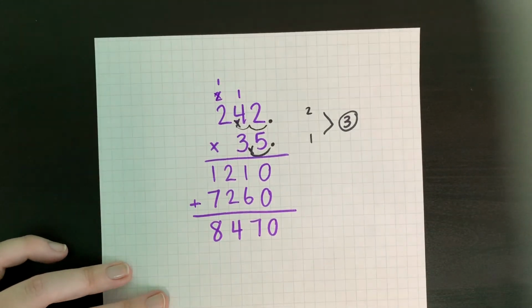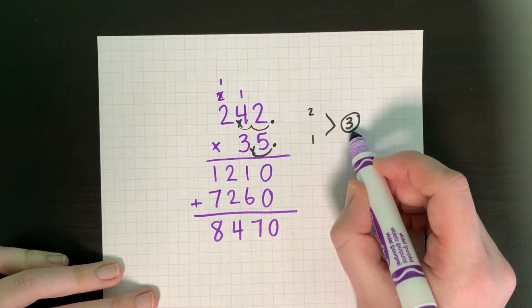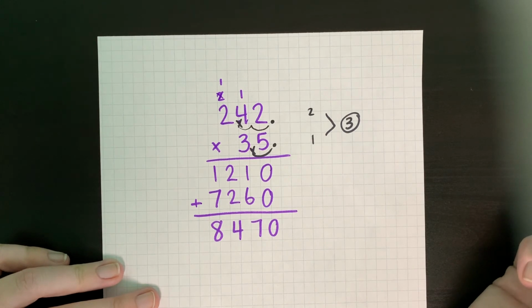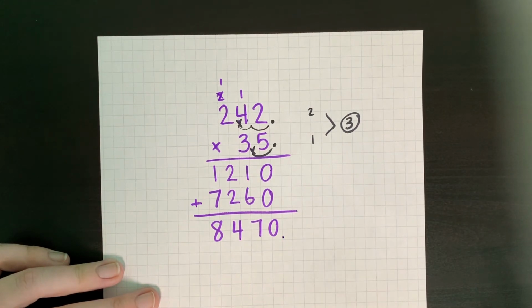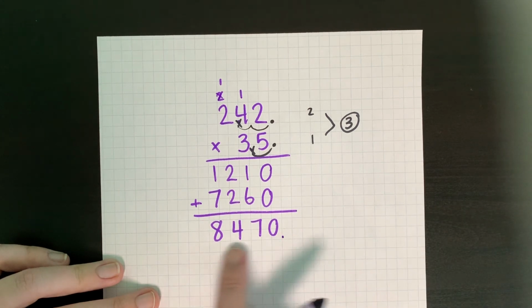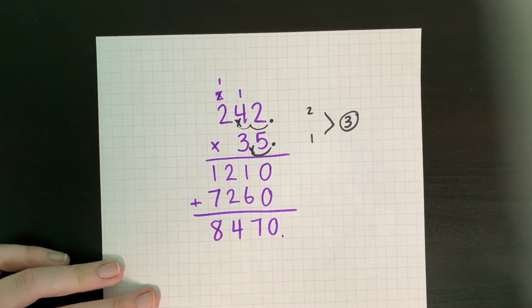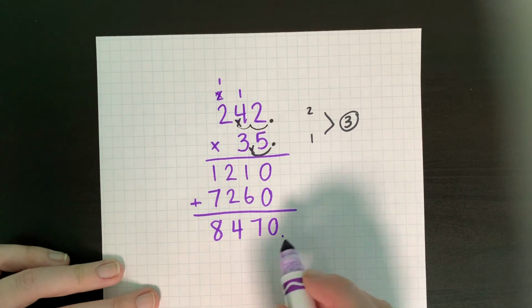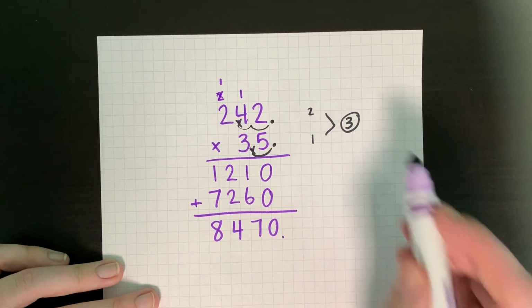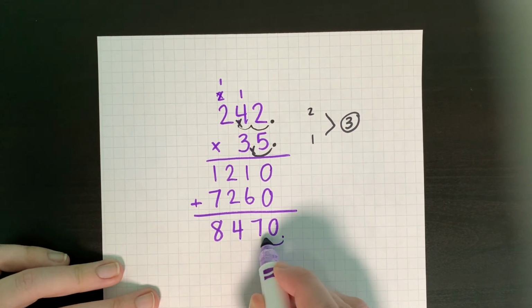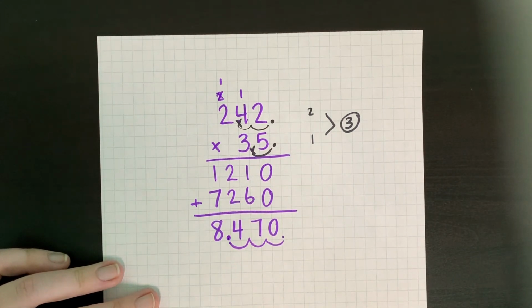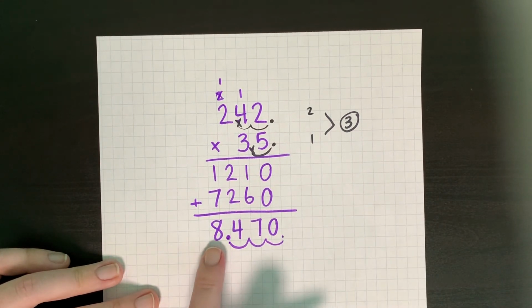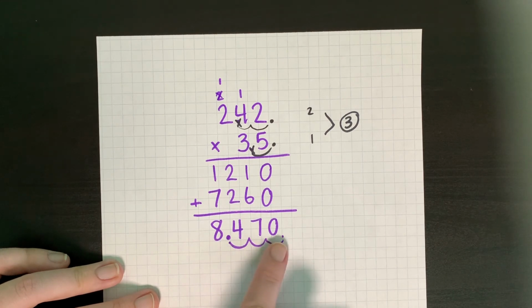Okay, so this is our final answer, but I have to remember that I need to add in those 3 decimal places that I moved out in the beginning. So remember, you always start right at the end of the number because there's always an imaginary decimal point right there. So you're going to start there and you're going to move in 3 places. 1, 2, 3, and my decimal place should end up right there. So my answer for this question should be 8 and 470 thousandths.